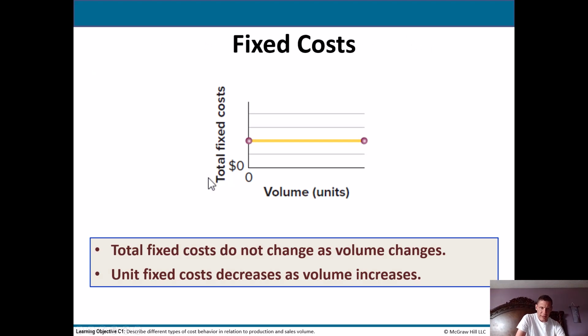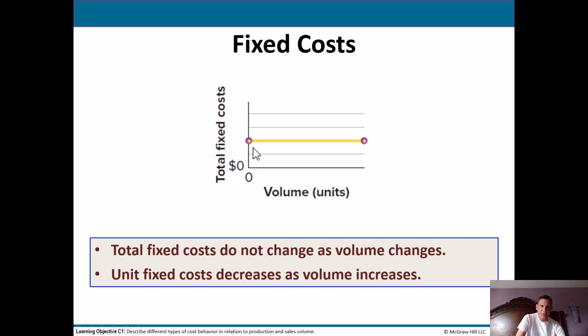So here's a graph. This graph is showing you fixed costs. What it's trying to convey here is that this line is parallel to the x-axis, which is volume. So what they're really saying is as volume increases, the cost does not change. And you notice even at zero, you still have this cost.